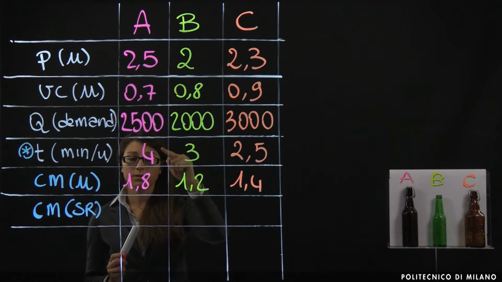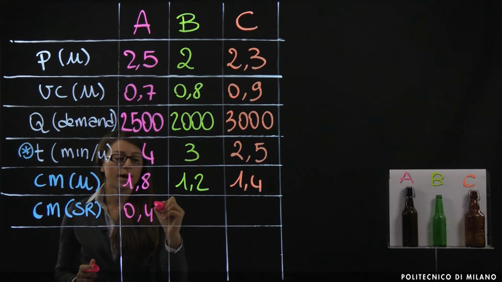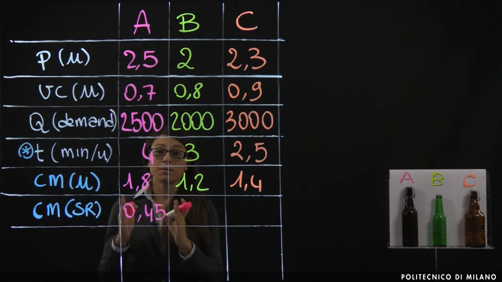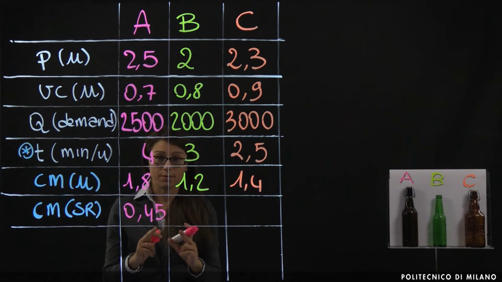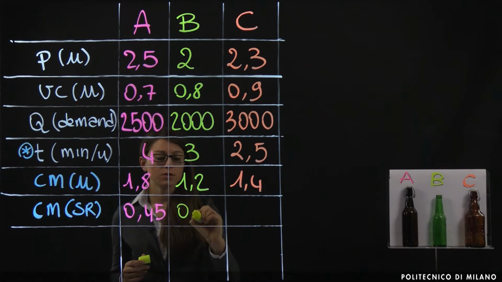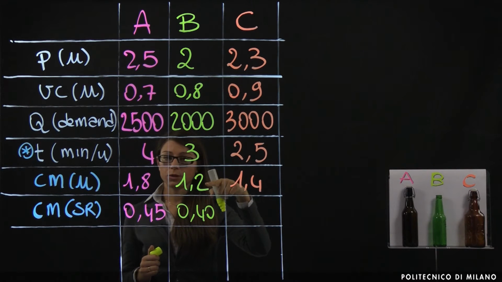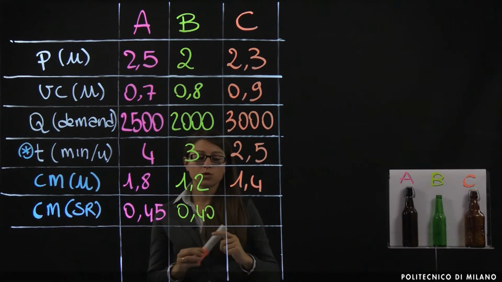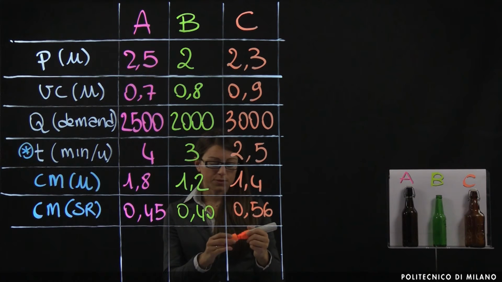So if we divide 1.8 by 4 minutes to realize 1 unit, we obtain 0.45 euros per minute. This means that every minute that we are using the machine to produce beer type A provides a contribution margin of 0.45. If we do the same for the other 2 beers, we will have a contribution margin of 0.40 for beer type B, calculated again as the ratio between the unitary contribution margin and the time. And then finally, we will have a contribution margin per scarce resource of 0.56 for what concerns beer type C.